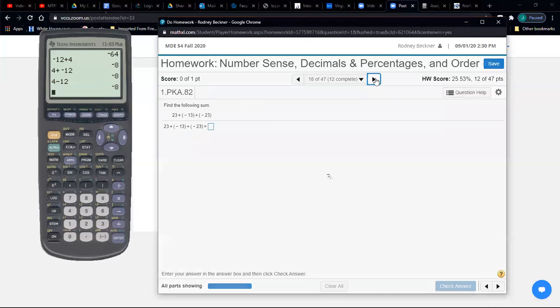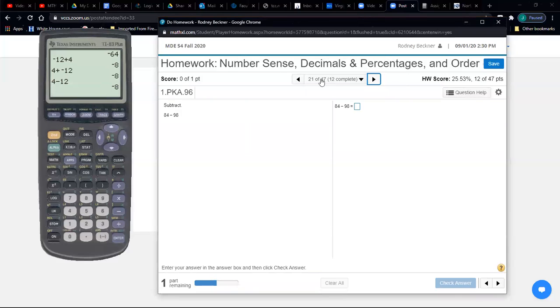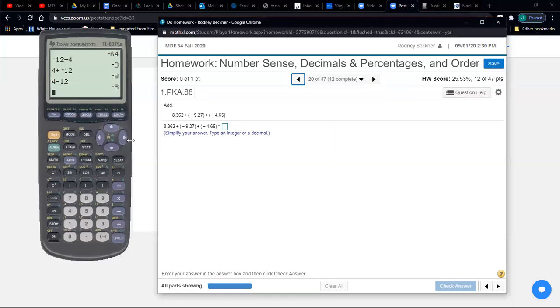More sums, so I feel like you can do this on your own. Ugly decimals, we'll do this when it's a little uglier. Let's just make sure we can type things right. 8.362, I'm being careful. Adding a negative is the same thing as subtracting, so I could key in plus -9.27, but I like to just go minus 9.27. And then plus another negative, or I could just subtract 4.65.